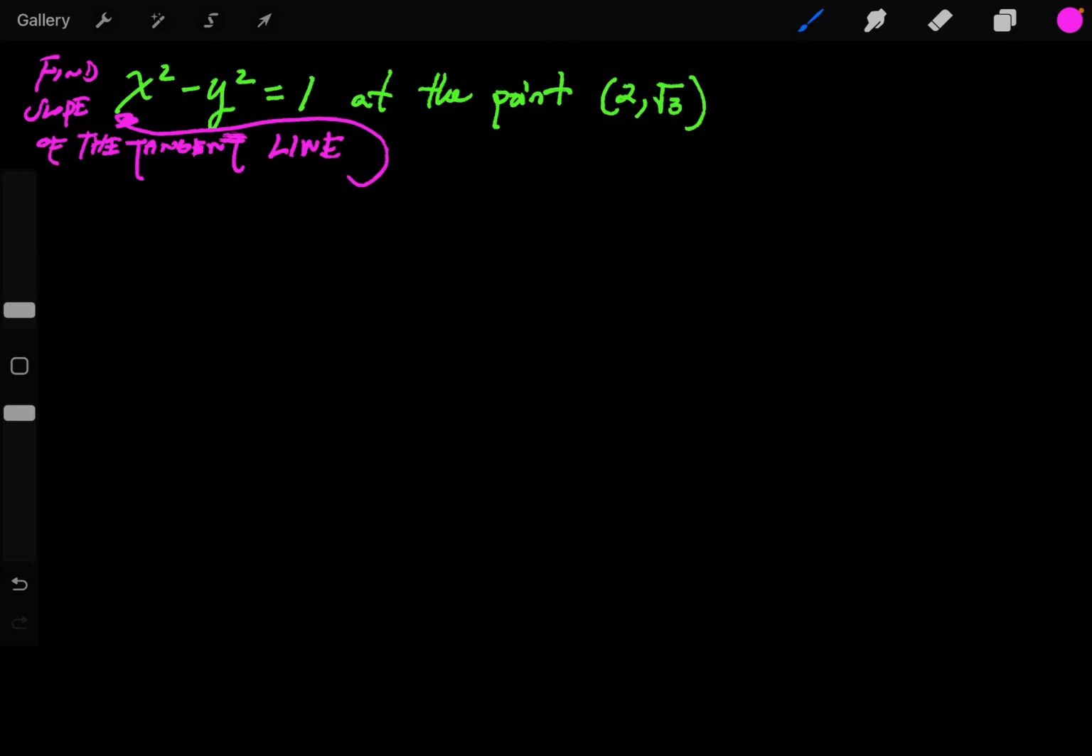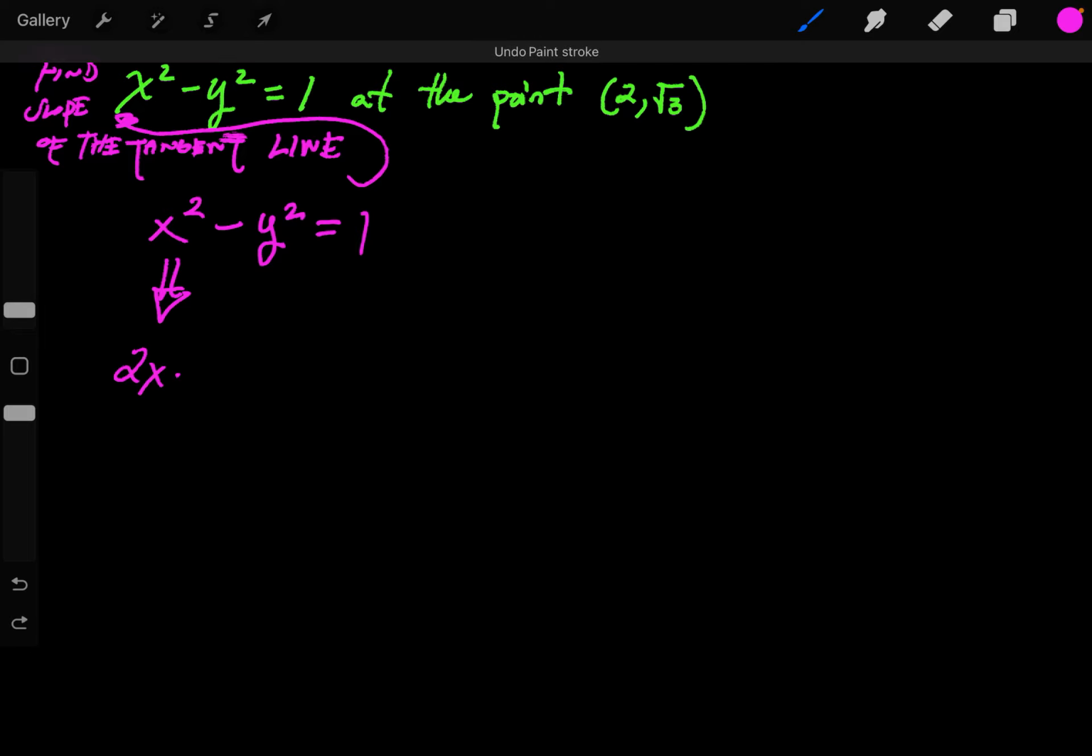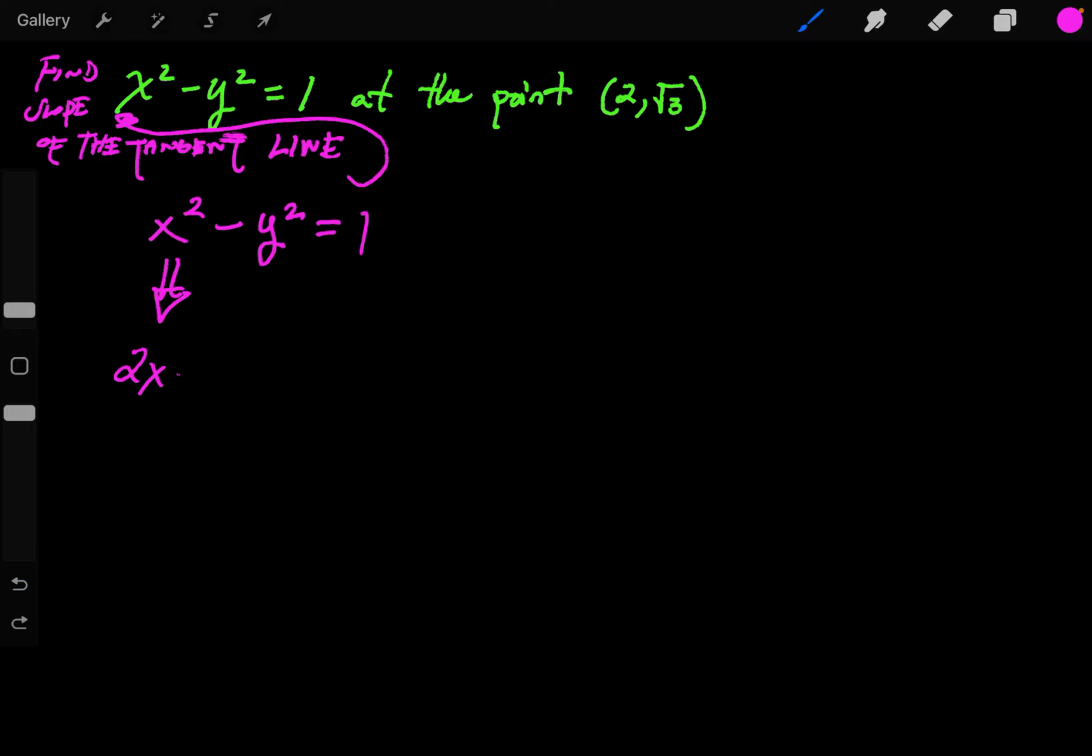Okay, and again, we just implicitly differentiate. So we have this as our relation, and we differentiate with respect to x. The derivative of x squared with respect to x is going to be 2x times the derivative of x with respect to x, which is just 1, and I don't need to write it. Minus the derivative of y squared with respect to x, which is 2y times the derivative of y, dy dx.